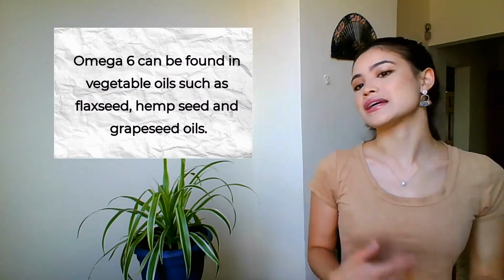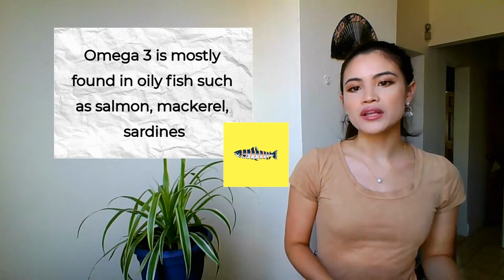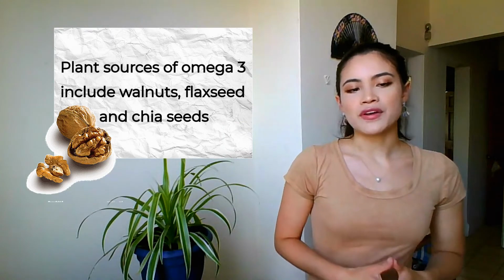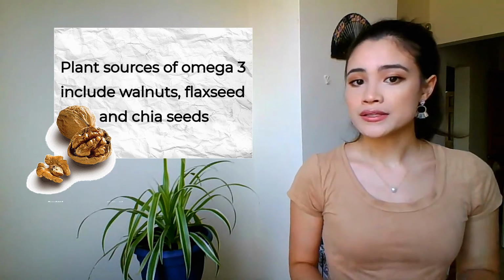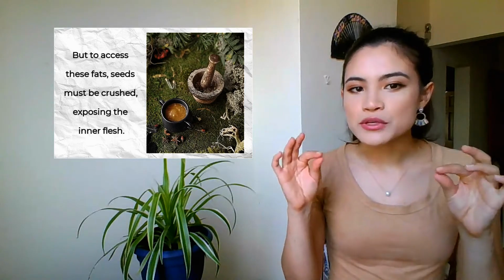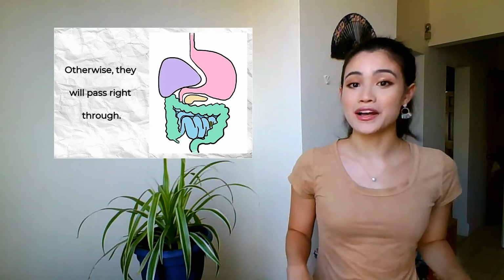Omega-6 are found in vegetable oils such as flaxseed, hemp seed, and grapeseed oils, and omega-3s are mostly found in oily fish such as salmon, mackerel, and sardines. Omega-3s can also be found in plant sources such as walnuts, flaxseed, and chia seeds. But to access these fats, the seeds must be crushed, exposing the inner flesh. Otherwise, they'll pass right through.